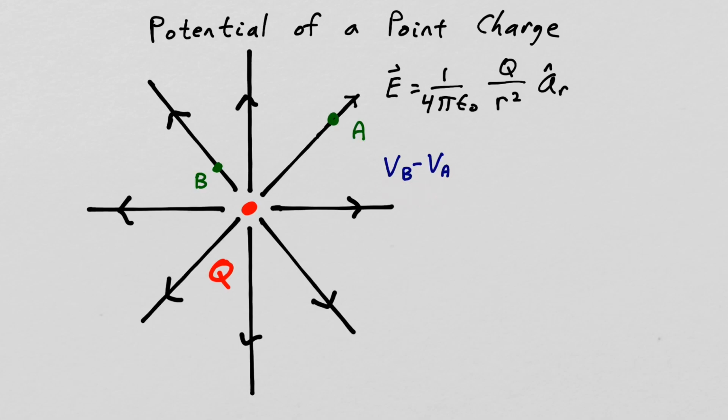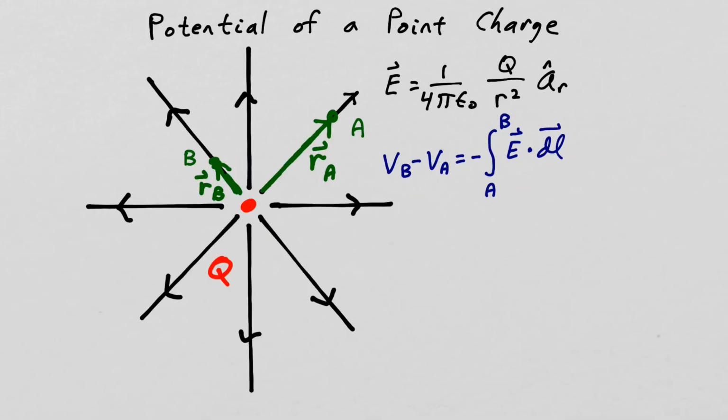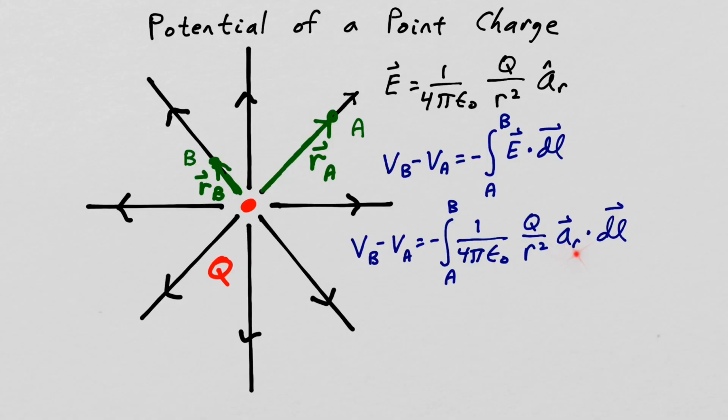minus V sub A. We know that potential difference is equal to minus the integral from A to B of E dot dl. The position vector of point A is R sub A, and the position vector of point B is R sub B. Let's substitute for our electric field intensity. We have a unit vector in the R direction dotted with a differential length. That will just be our differential in the R direction, dr.